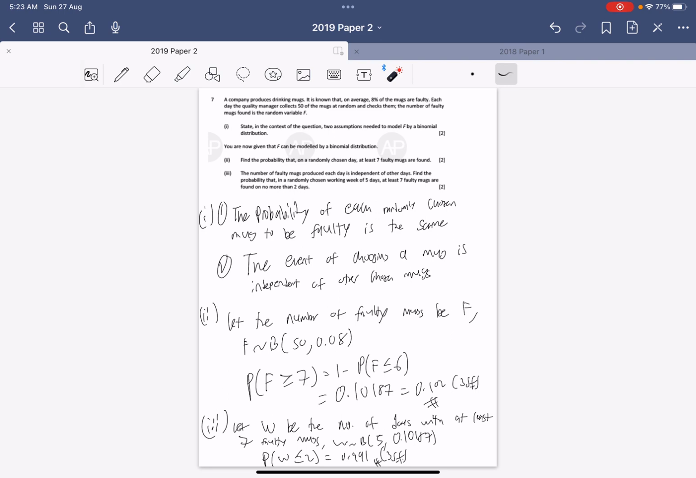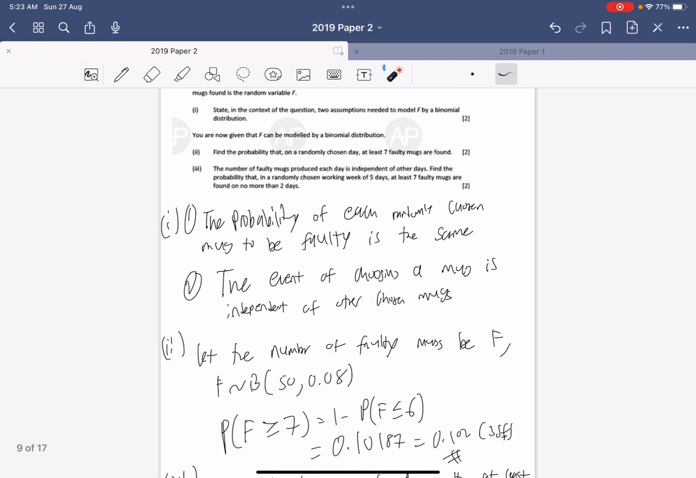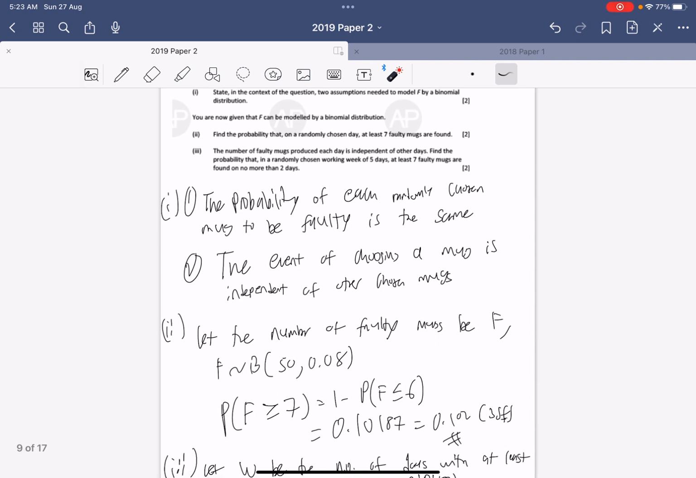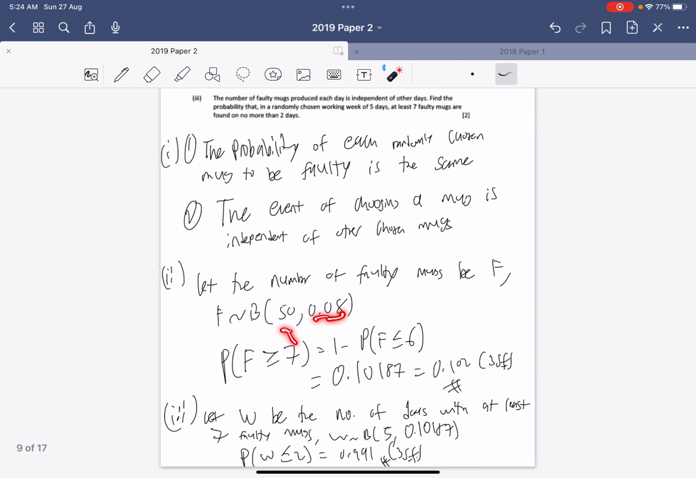Then for part 2, we are now given that F can be modeled by a binomial distribution, and we're supposed to find the probability that at least 7 faulty mugs are found. So we just let F follow binomial 50, 0.08. So we need at least, so F is larger or equal to 7.